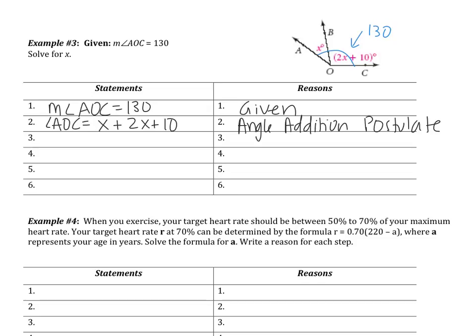Now what's really cool here is I have AOC equals 130. I have AOC equals x plus 2x plus 10. So I can now set those equal. 130 equals x plus 2x plus 10. Now, really what I did here is, instead of writing angle AOC, I wrote 130. So this is the substitution property.